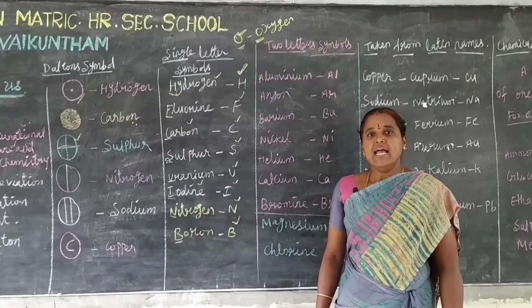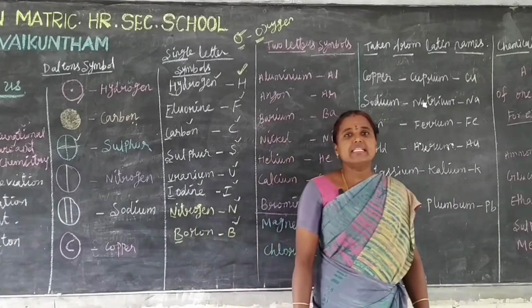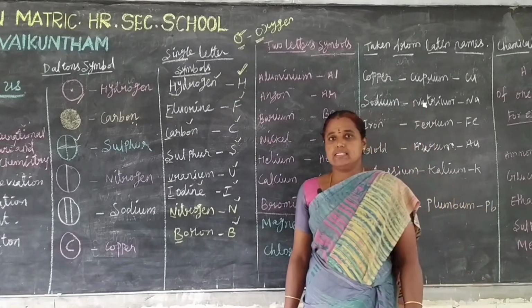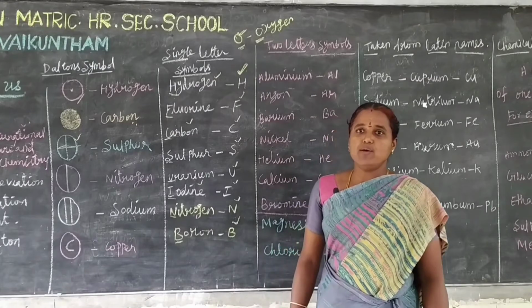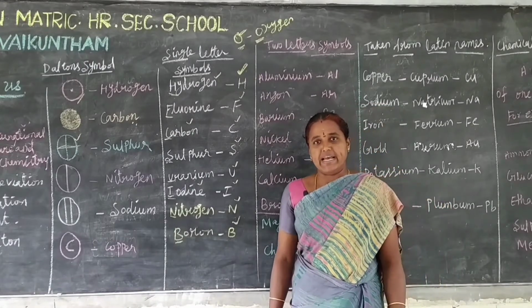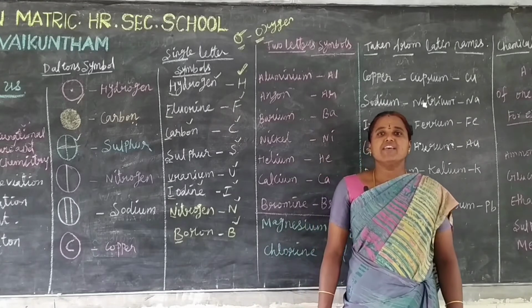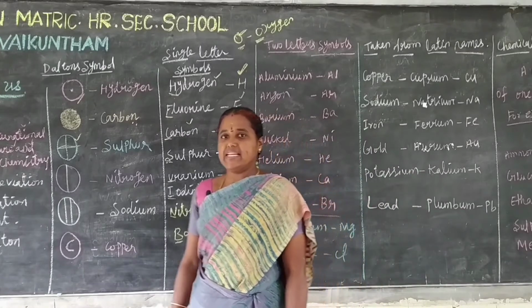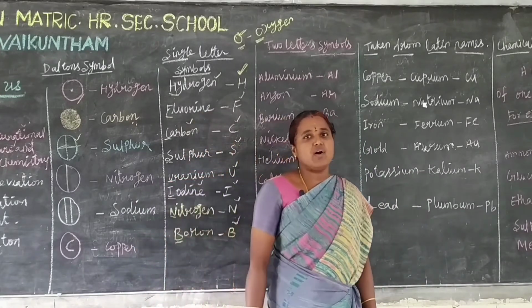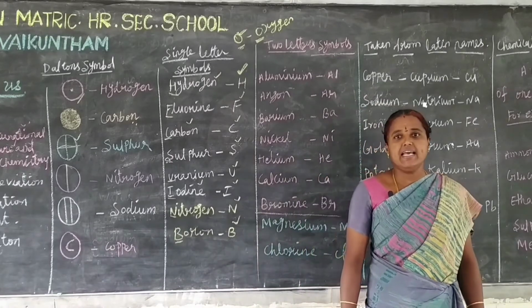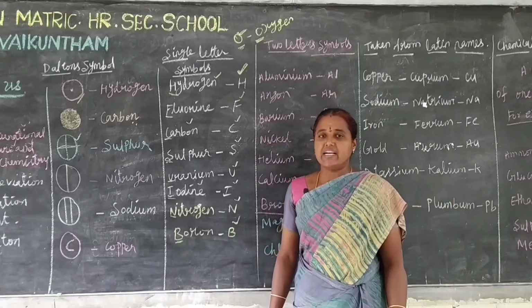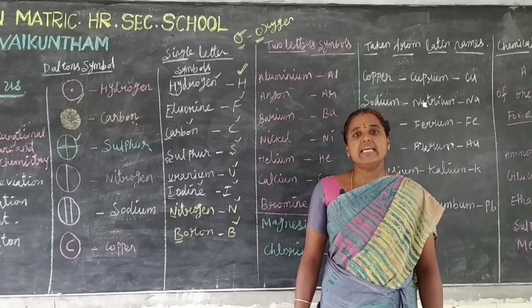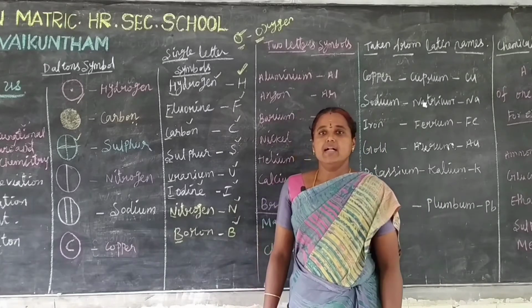When there is more than one element that begins with the same letter, the symbols take two letters. The first letter of the symbol is always written as a capital letter, that is uppercase, and the second letter as a small letter, that is lowercase.